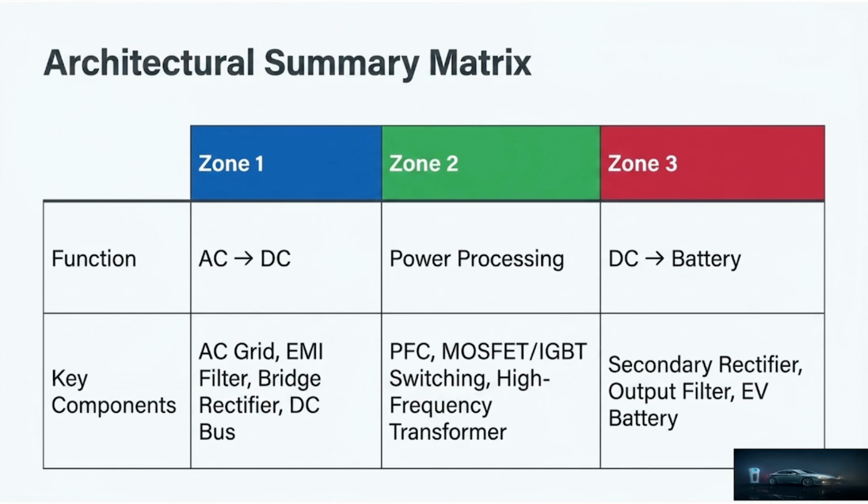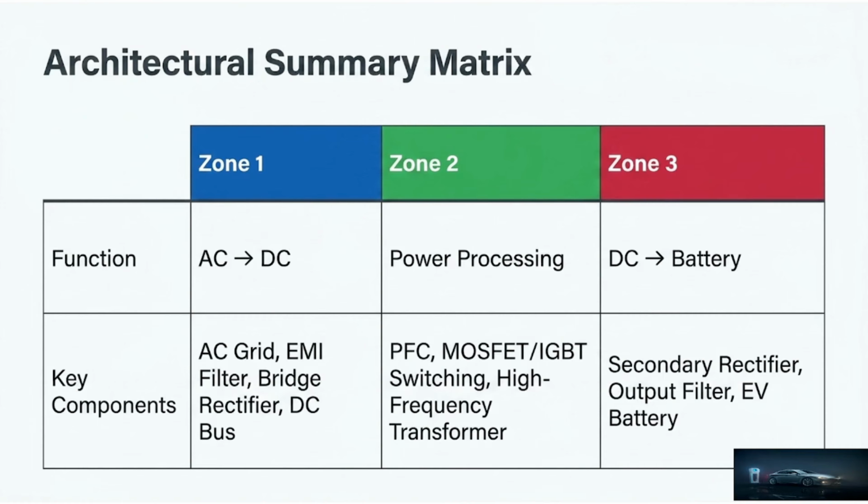Let me go back. Okay, yeah, this slide is also okay. So you can see in zone 1 we discussed AC to DC. Zone 2, we discussed power processing, and finally the last zone, the controlled DC that is going to the battery. If you understand these 3 zones, you already understand the basic architecture of the EV power conversion.